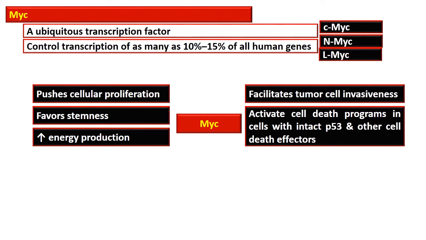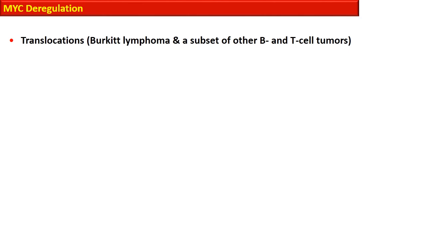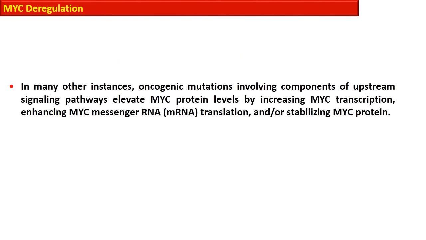MYC is key to the development of many tumors. Sometimes the dysregulation involves genetic alteration of MYC itself. These can be translocations, as is seen in Burkitt's lymphoma and subsets of other B and T cell tumors. Similarly, there are gene amplifications in carcinomas of the breast, colon, lung and other tissues, and gene amplification of other members of this MYC family: N-MYC is seen amplified in neuroblastoma, while amplification of L-MYC is seen in small cell carcinoma of the lung.